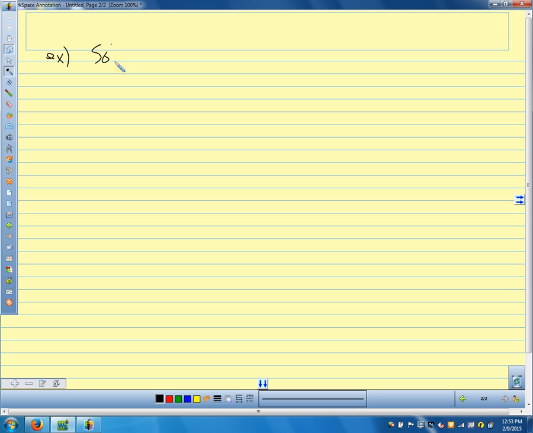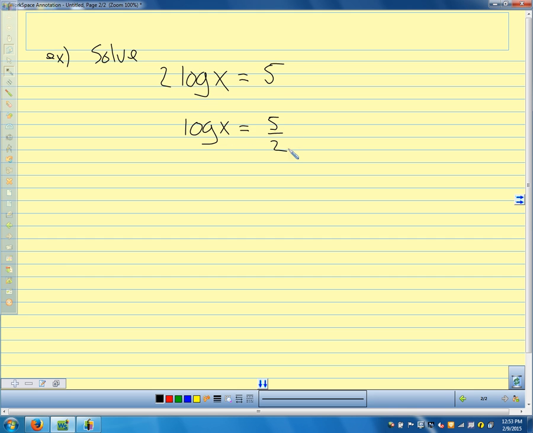So we're going to solve. This first one is pretty easy. 2 log x equals 5. Well, this one should be easy. So what's the first thing we want to do? Get the log by itself on one side, so we divide by 2. So log x equals 5 halves, and then we rewrite in exponential form.